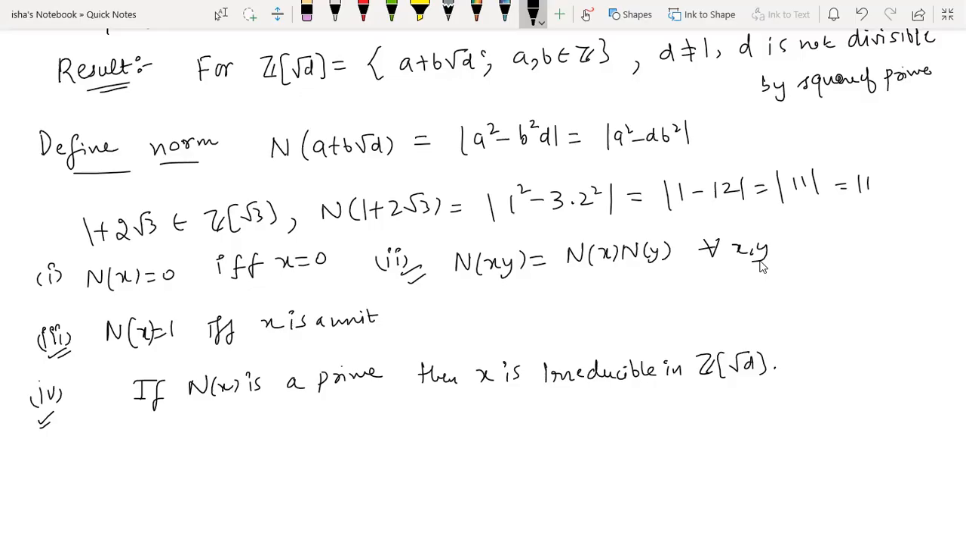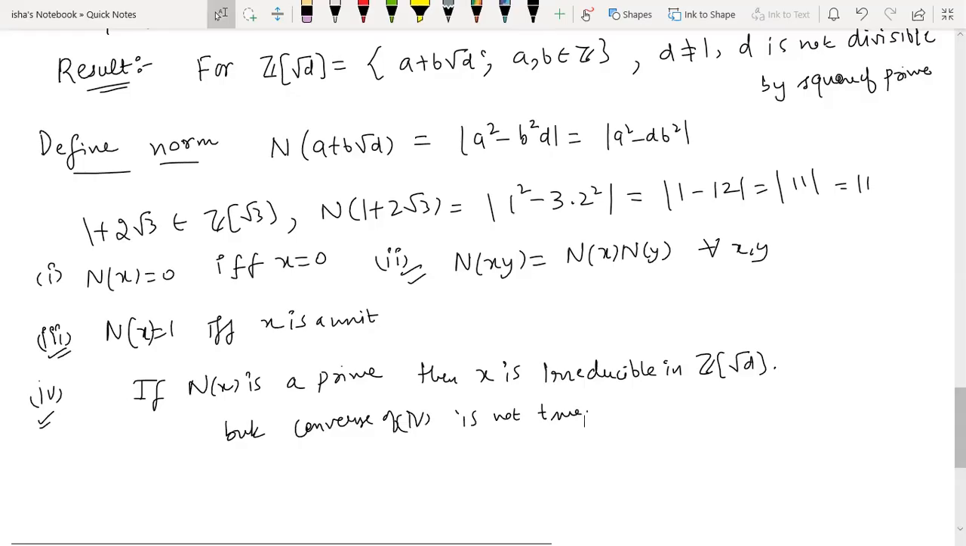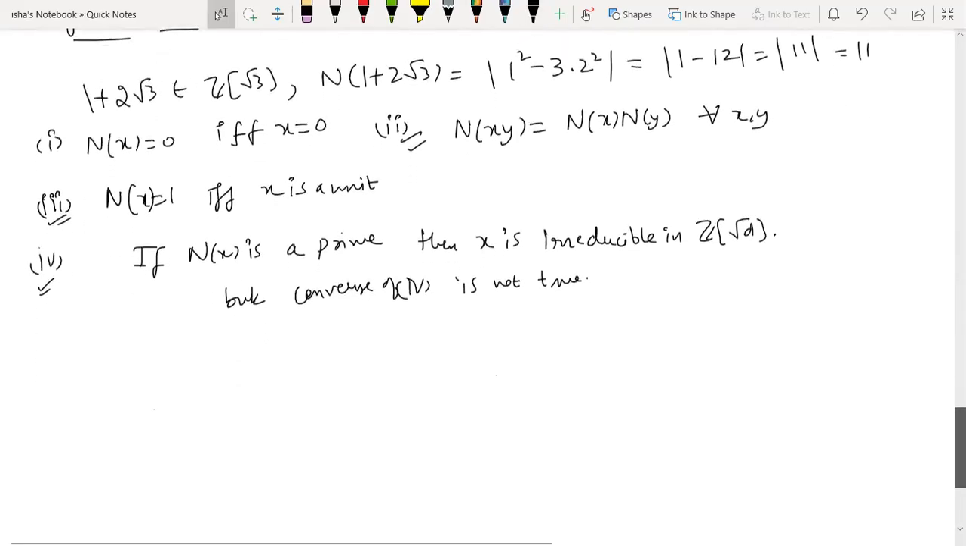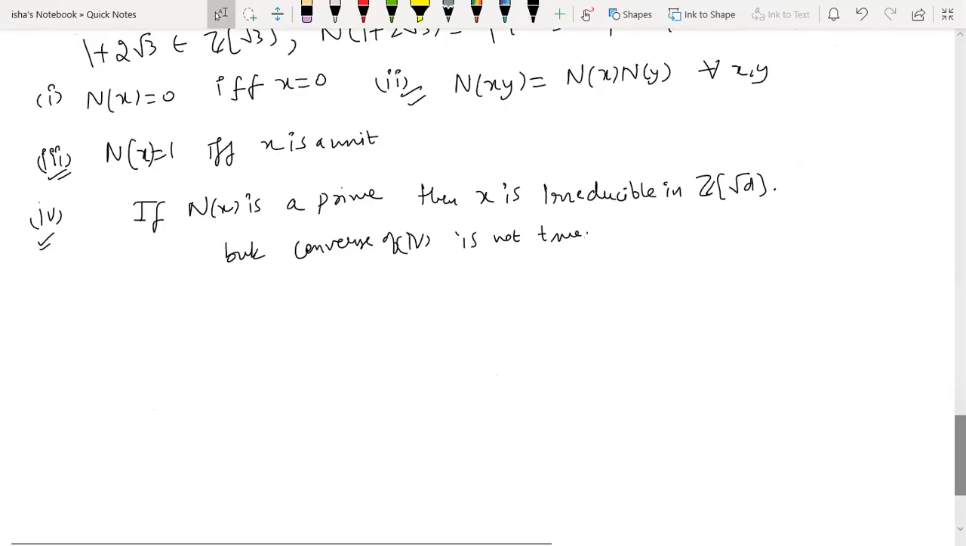And this is a property: if the norm of any number belonging to Z[root d] turns out to be a prime number, then that element is irreducible. But the point is, the converse of this fourth part is not true. That means if the norm turns out to be composite, then also the element can be irreducible. But at least it works one-sided: if the norm happens to be a prime number, then the element is irreducible. So I'll show you an example for the same.